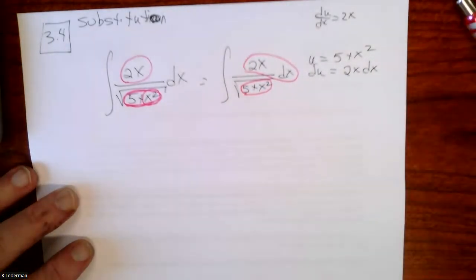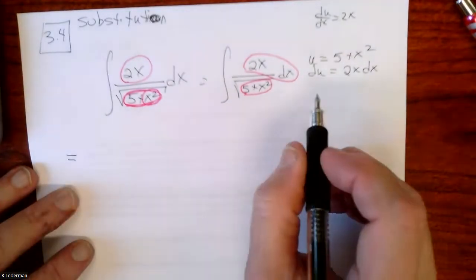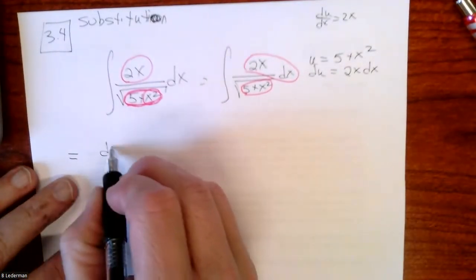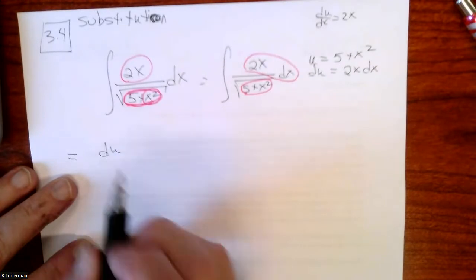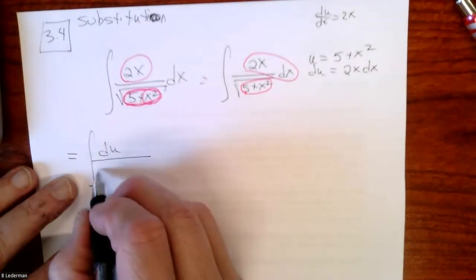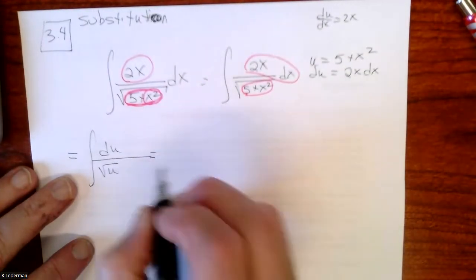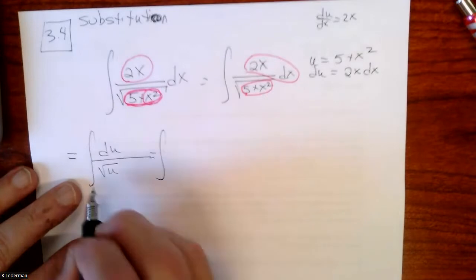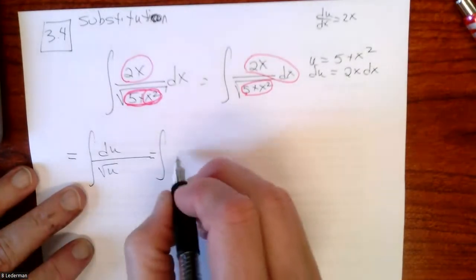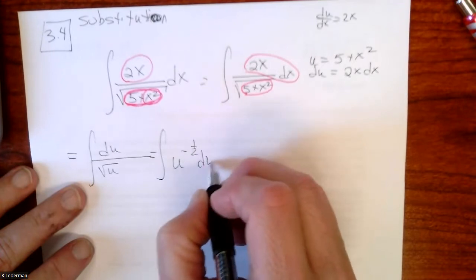So that means that this integral that we had over here is equal to du, because 2x dx is just du, over the square root of u. That's it. And that's equal to, now I'm going to write this in exponent form, makes it a lot easier, u to the negative 1/2 du.